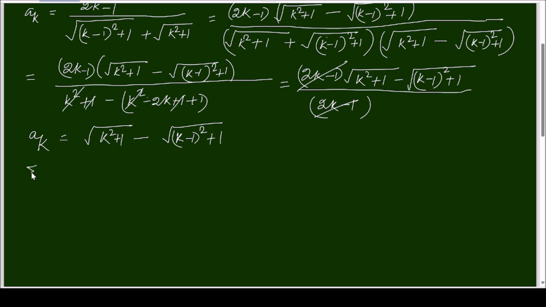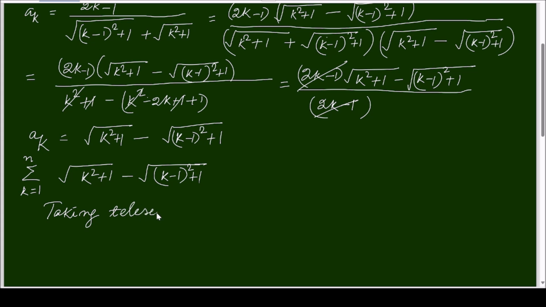Then the summation of the terms, k equals 1 to n, of square root of k square plus 1 minus square root of (k minus 1) whole square plus 1. I divided the whole one term into two terms. Now we'll take the telescopic sum. Series, that means we cannot write each and every term, but we'll imagine what it will be.